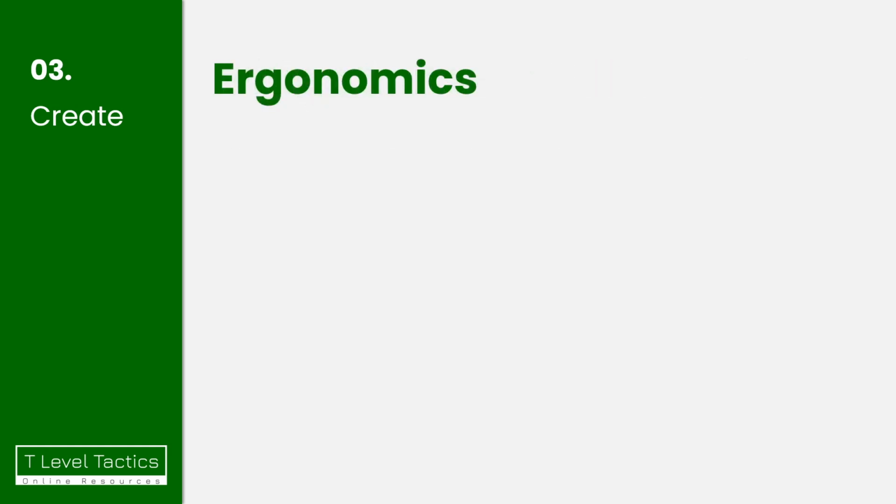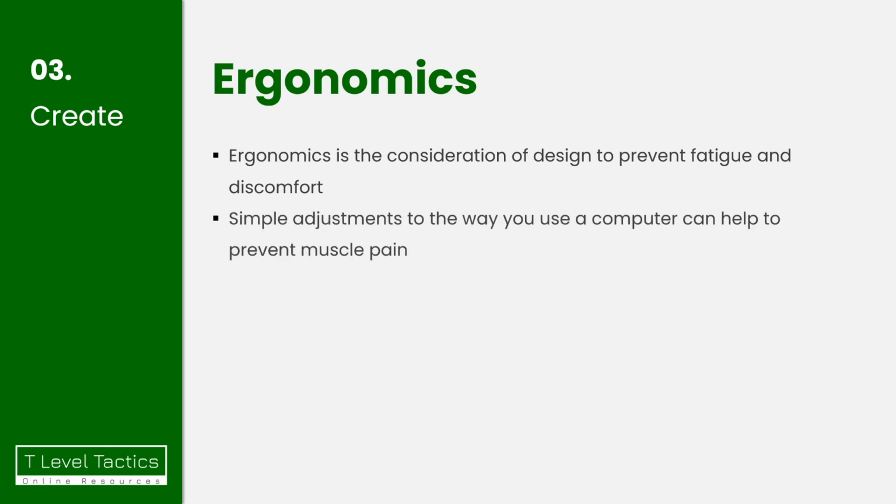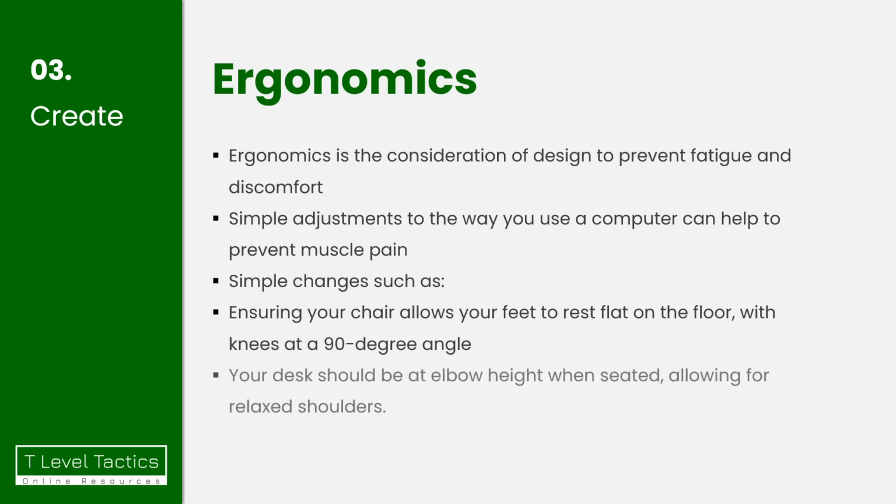One of the first mitigations we'll look at is ergonomics. And ergonomics is the consideration of design to prevent fatigue and discomfort. It's simple adjustments to the way you use a computer or device that can help to prevent muscle pain. Simple changes such as ensuring your chair allows your feet to rest flat on the floor with knees at a 90-degree angle. And your desk should be at elbow height when seated, allowing for relaxed shoulders.